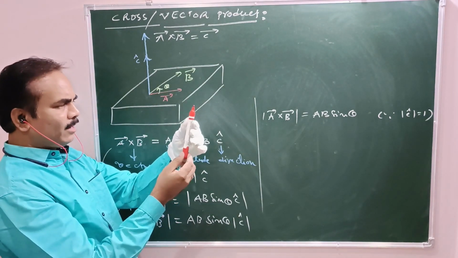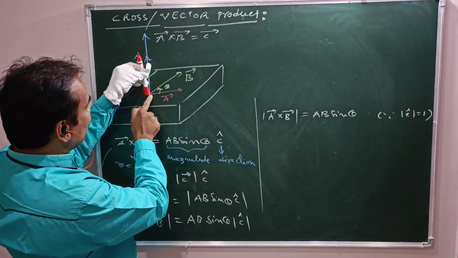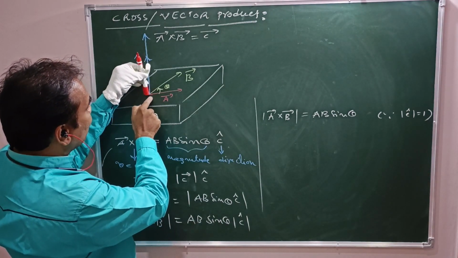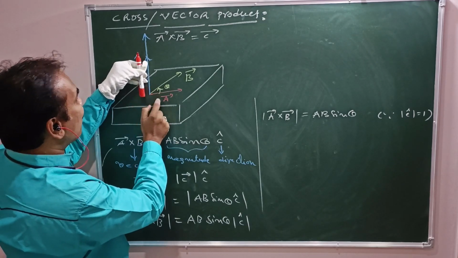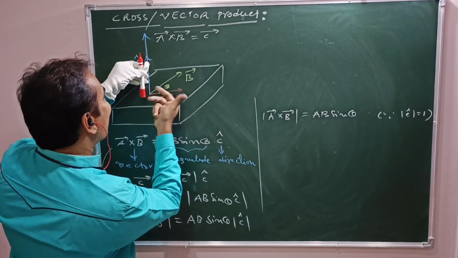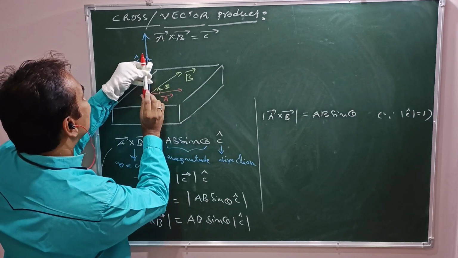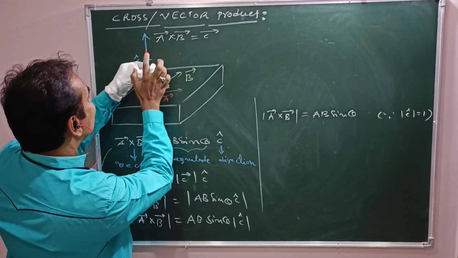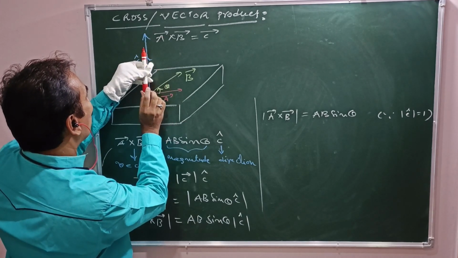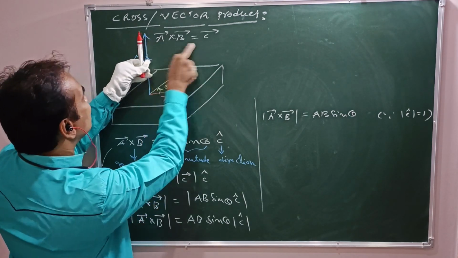Now, take this right-hand screw such that its head is joined with the common tail of both vectors. Now, rotate the head of the screw from A bar to B bar. That is, from A to B means anti-clockwise sense in its plane. Now, if it is rotated in anti-clockwise sense, the tip, the knife edge of the screw, goes upwards like that.